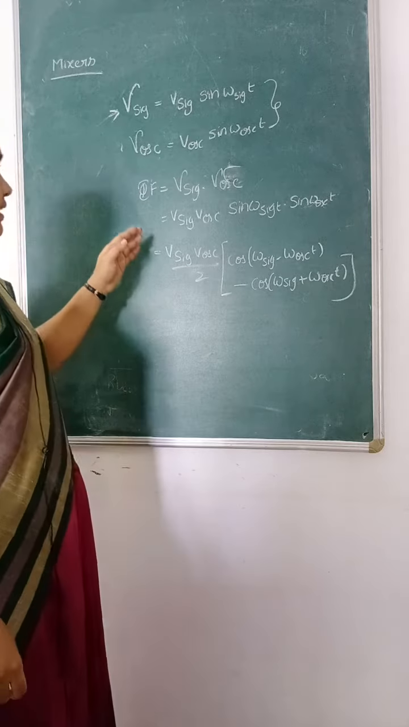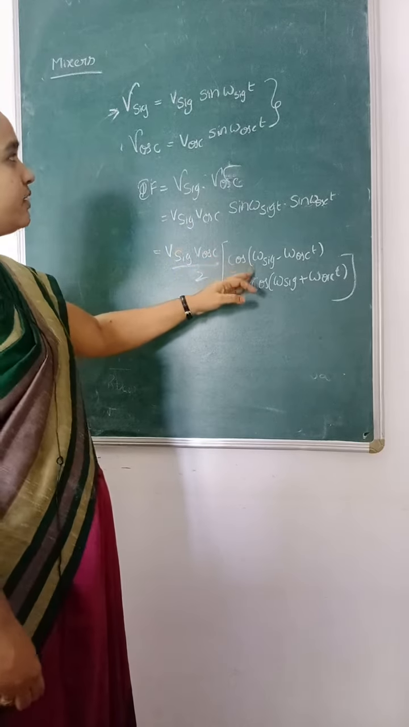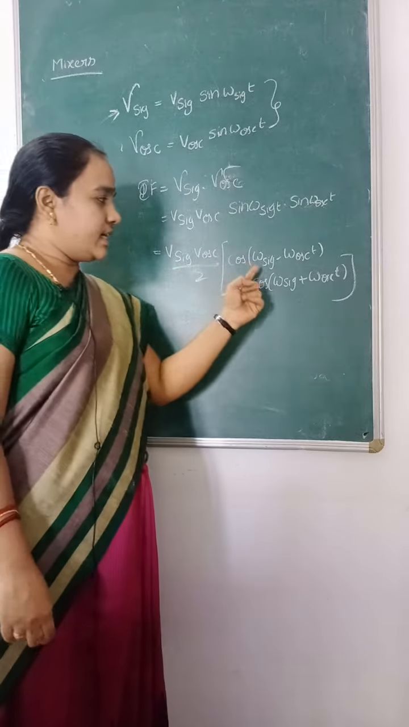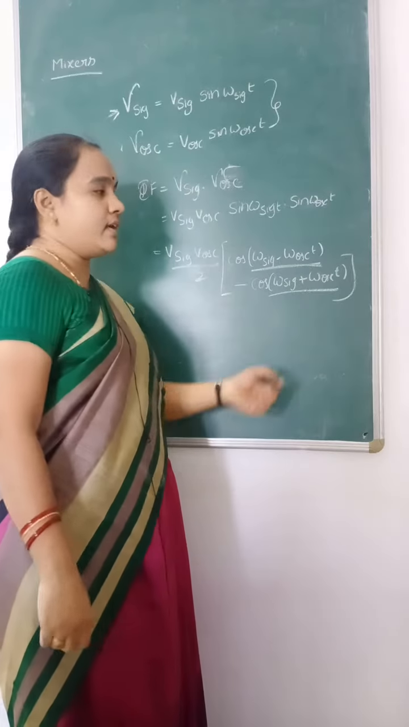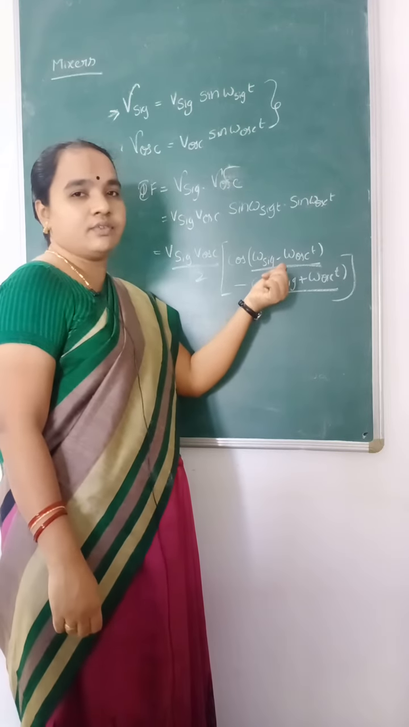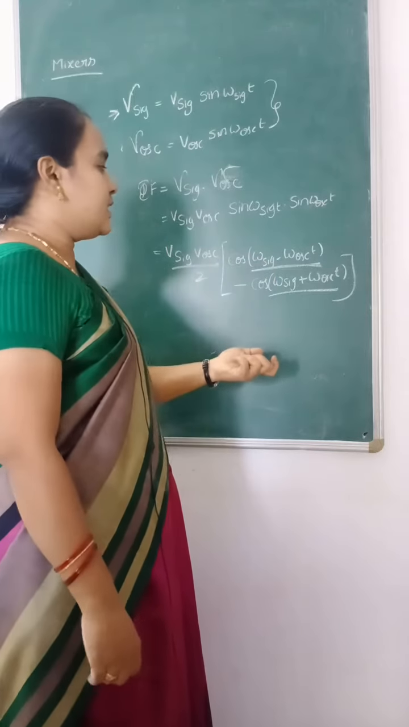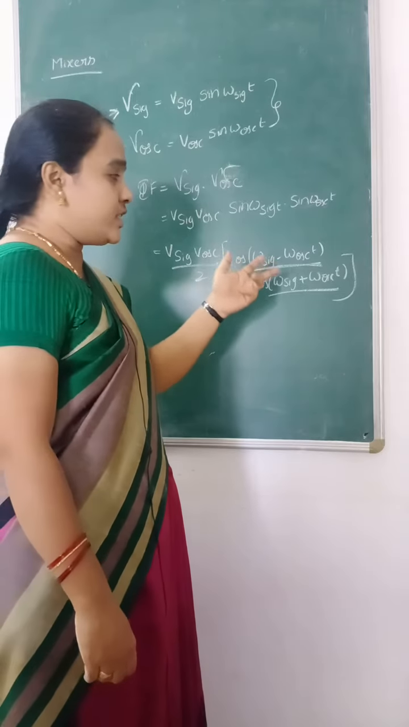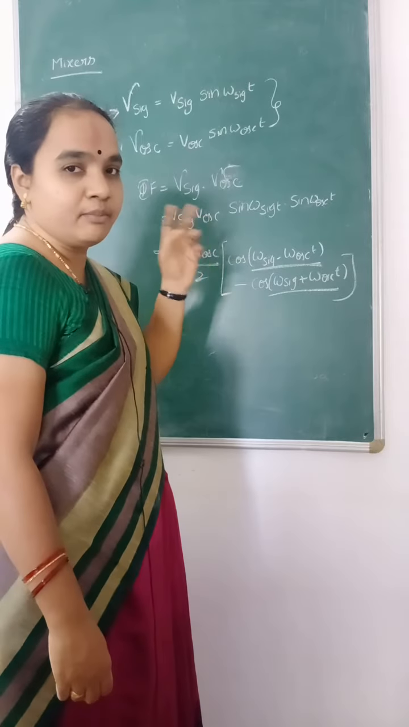Hence the output frequency of the mixer circuit is not the frequency of the signal or the oscillator. It consists of two terms. The output frequencies are the sum of the frequencies or the difference of the two input frequencies. Hence, the mixer circuit will generate two different frequencies which are the sum and difference of the two input signals.